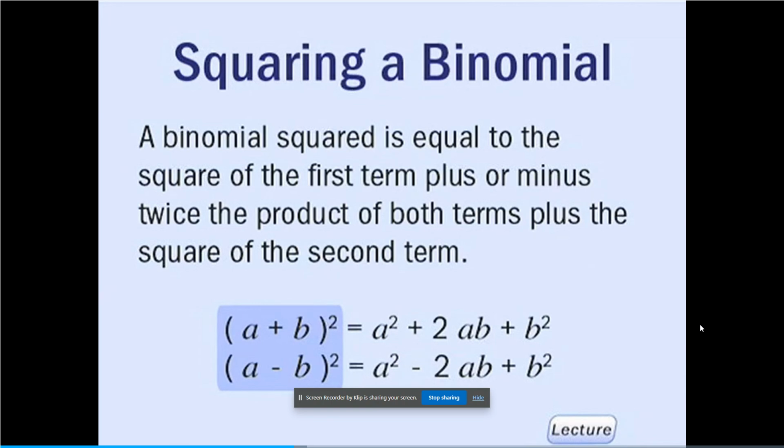A binomial squared. So I have a plus b quantity squared or a minus b quantity squared. It's equal to the square of the first term and then plus or minus, depending on the sign between the two terms in the binomial, twice the product of both terms in the binomial, plus the square of the second term. Let's now square this binomial using a special product.